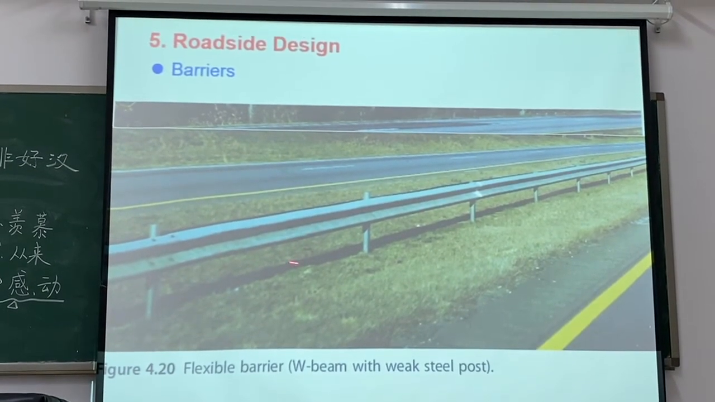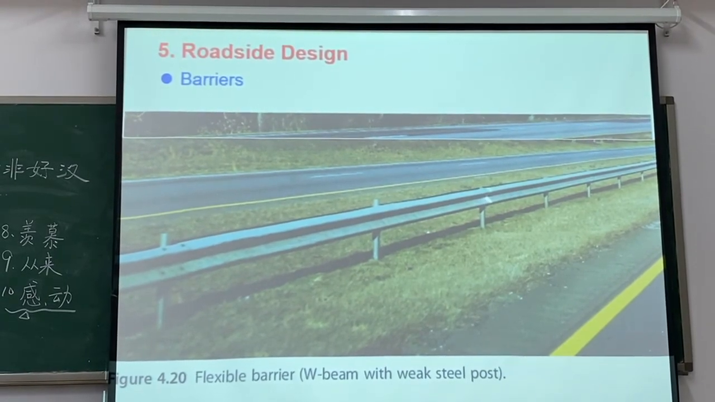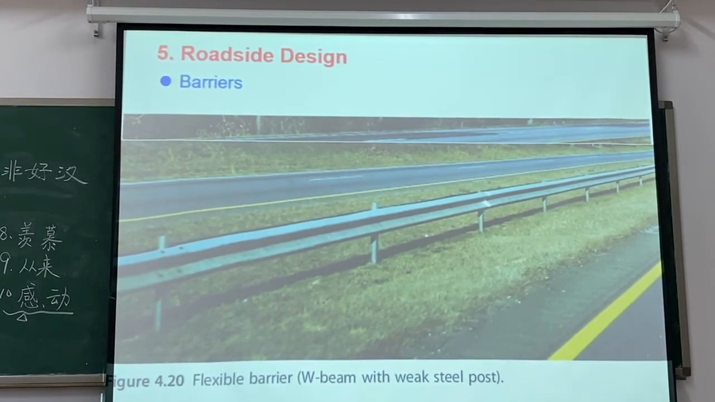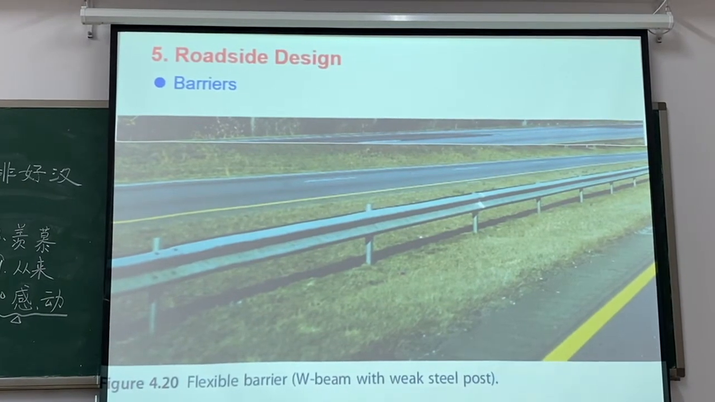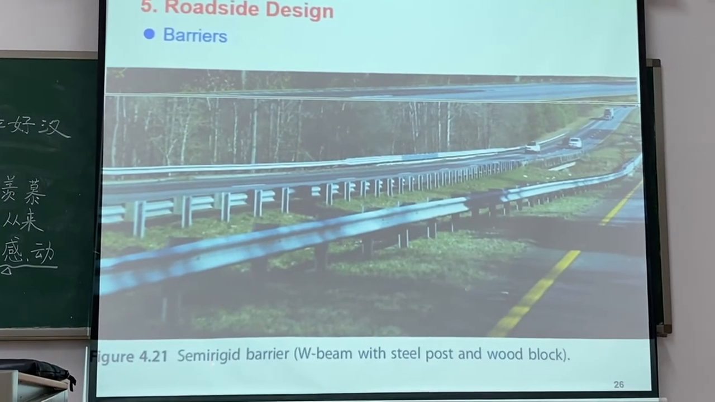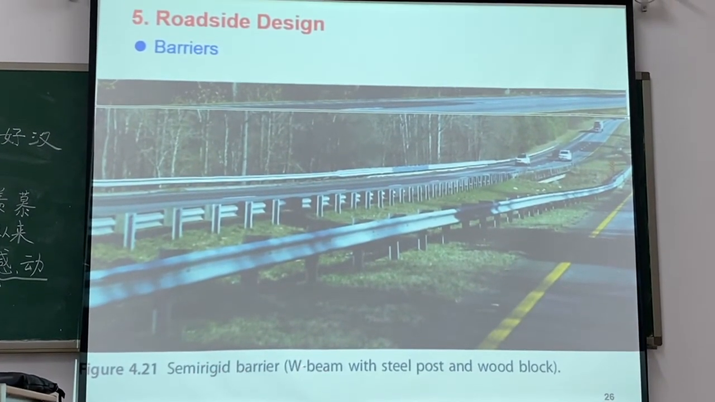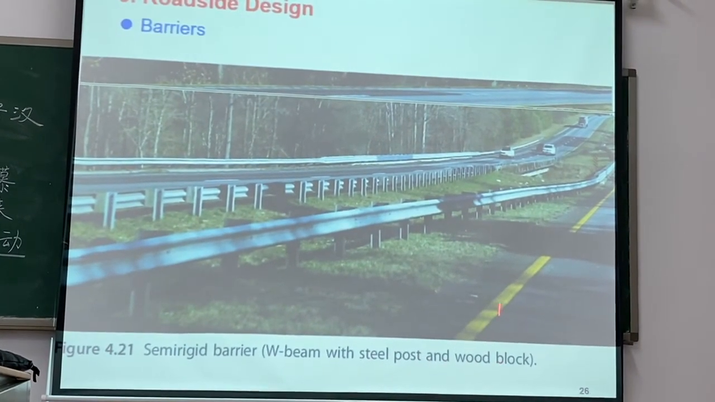波形 is like a wave. 波浪, 波形板, the shape of a wave. And the semi-rigid barrier is double beam, with steel post and wood block.